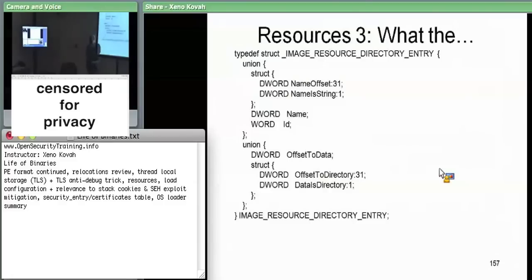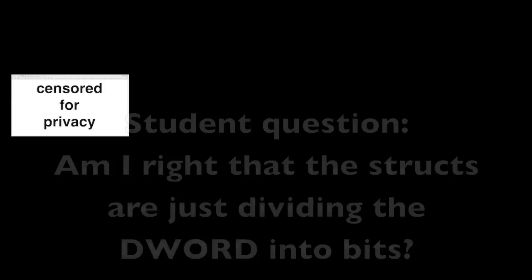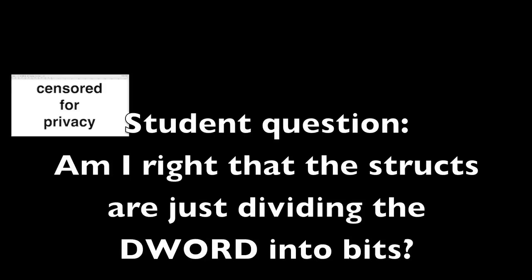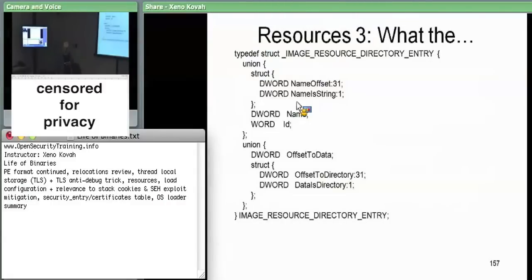So how it actually works is, we can see there's two big unions. And each of those unions has one DWORD, two DWORDs, and then a WORD. Basically, they're just saying, sorry, for those who haven't seen it before, this is the C syntax for bitwise things. So this DWORD, I'm going to refer to the bottom 31 bits by the name offset to directory. The top one bit is the data is directory.